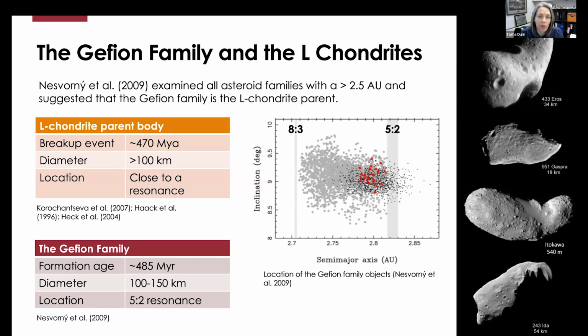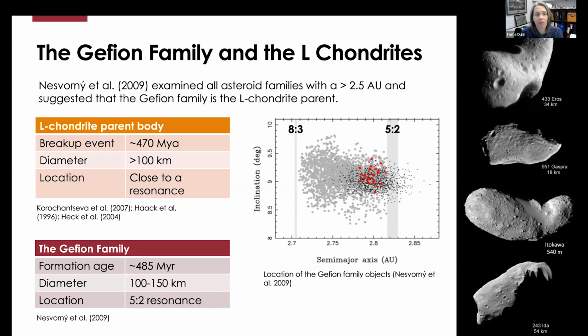The cosmic ray exposure ages of those fossil L chondrites indicates a very rapid delivery time, 1 to 2 million years. So the parent must also be close to a resonance that can deliver material very quickly. And then finally, we know that slow cooling rates of the L chondrite parent body suggest that it had to be greater than 100 kilometers in diameter. So we have some really good constraints on that particular parent body. So in a 2009 study, Nesvorný et al.